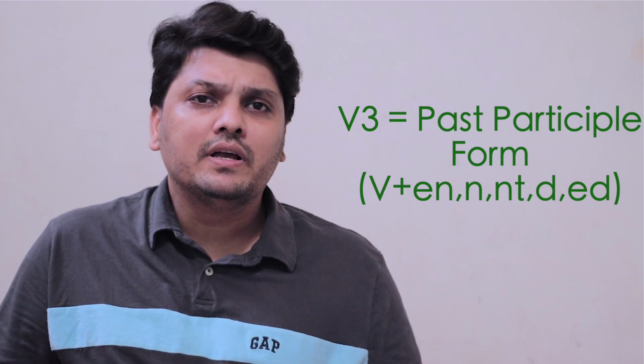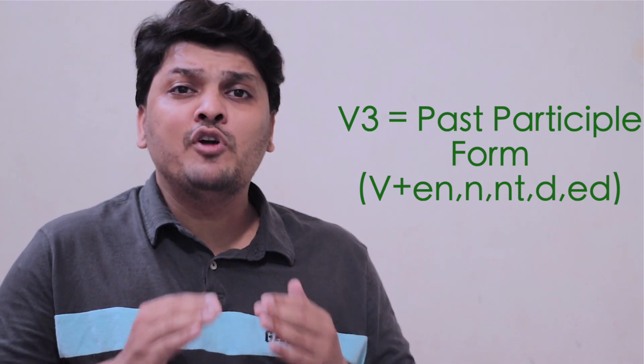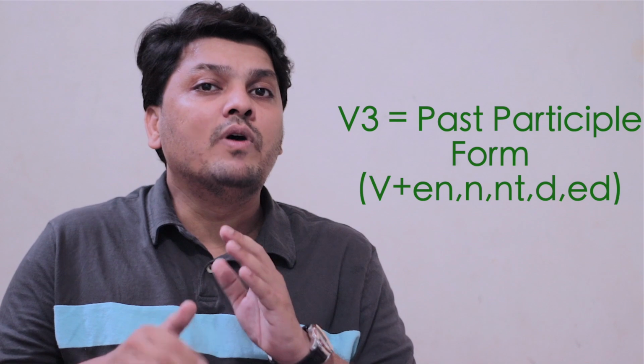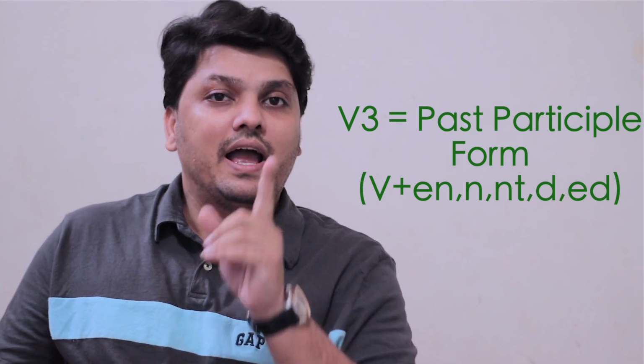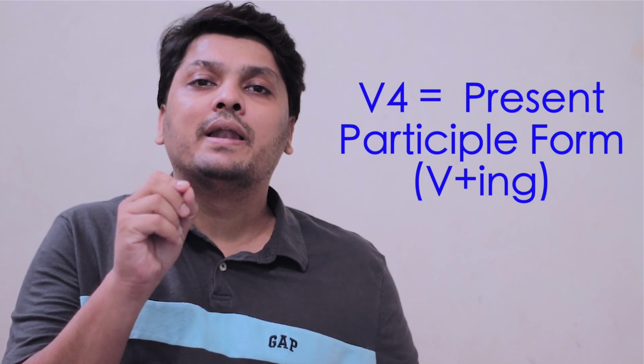And what is this past participle? With verb, you will see en, n, nt, d or ed. If you add these suffixes to a verb, the verb will turn into past participle. This is V3. V4 form stands for present participle. And what is present participle? Verb plus ing. For example, eat is V1, ate is V2, eaten is V3, eating is V4. Same goes with drink, drank, drunk, drinking. Same goes with go, went, gone, going. So these are the 4 forms of verb.